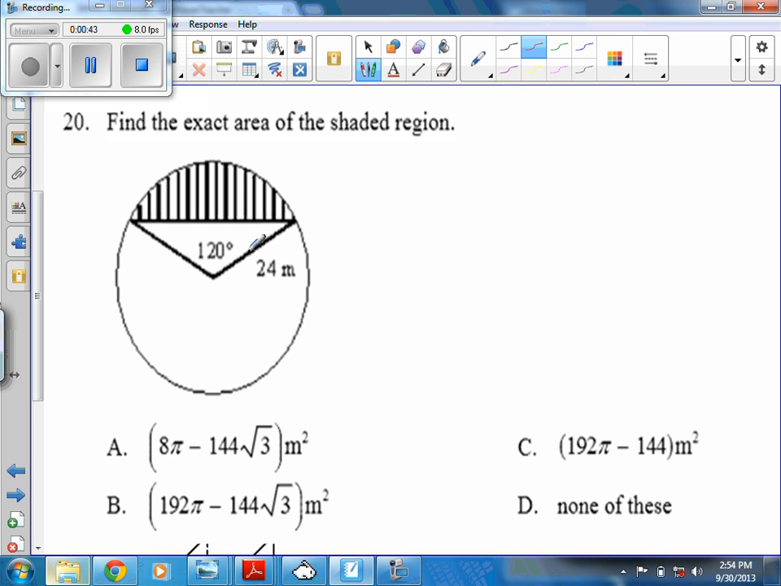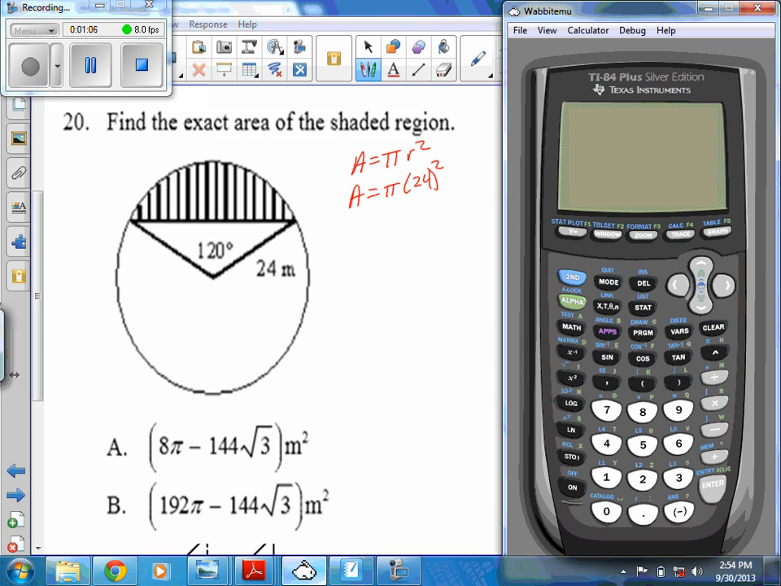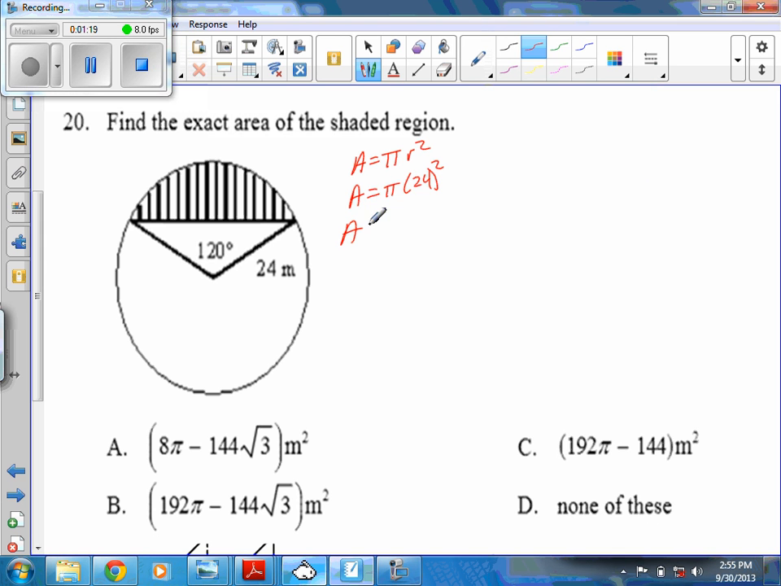So first thing I need to do is I need to set up some sort of ratio. I know that the area of a circle is equal to pi times the radius squared. And so that tells me that area equals pi times 24 squared. I'm going to go 24 squared is 576, so area equals 576 pi. This is for the whole circle.